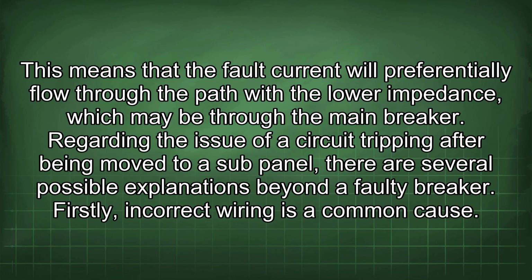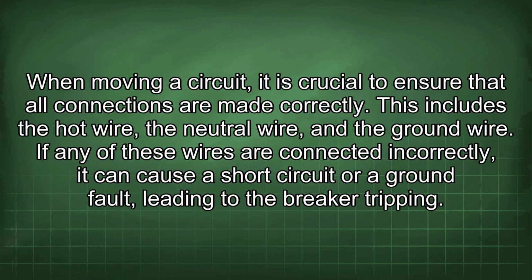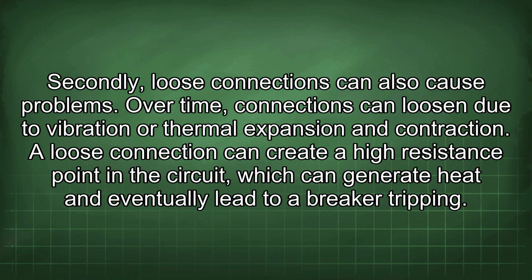Firstly, incorrect wiring is a common cause. When moving a circuit, it is crucial to ensure that all connections are made correctly. This includes the hot wire, the neutral wire, and the ground wire. If any of these wires are connected incorrectly, it can cause a short circuit or a ground fault, leading to the breaker tripping. Secondly, loose connections can also cause problems.